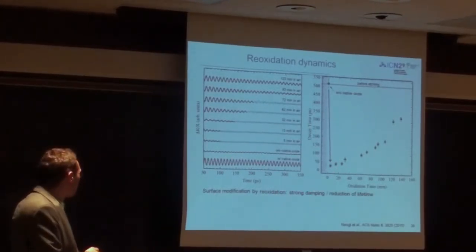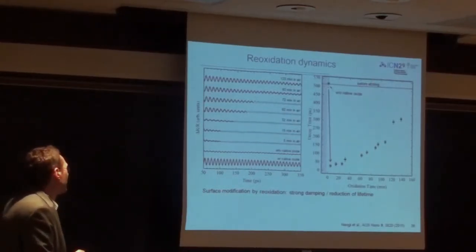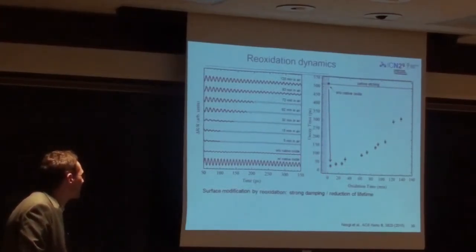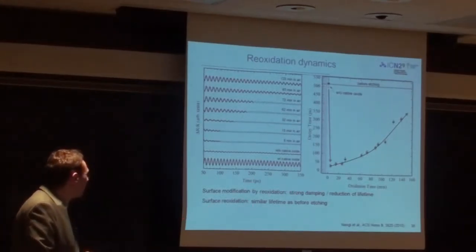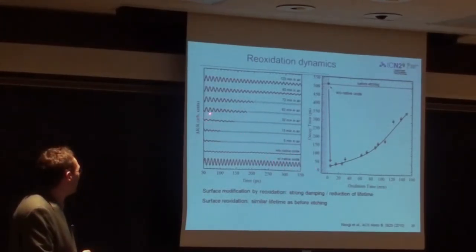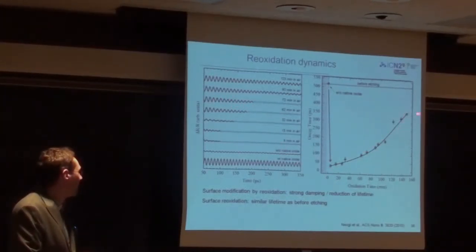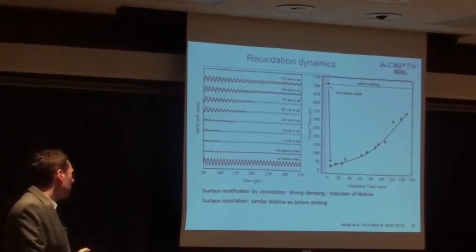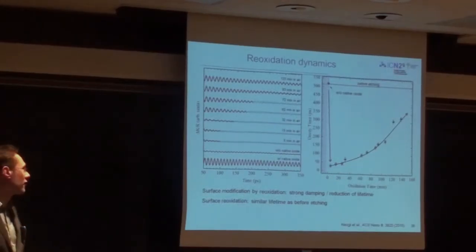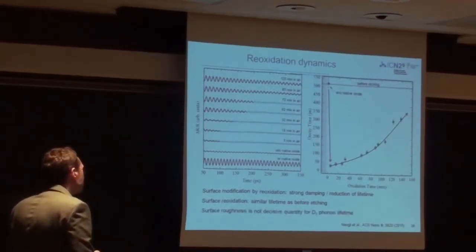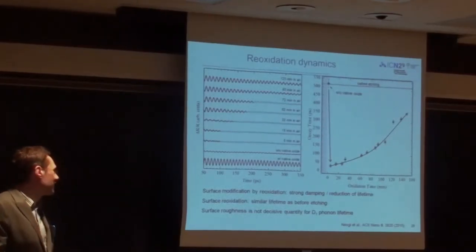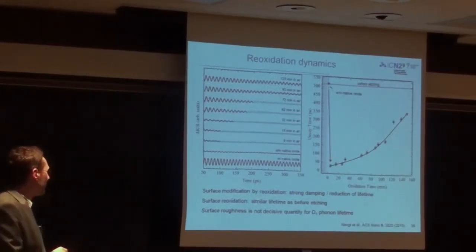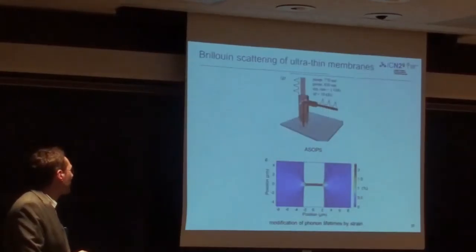vacuum chamber and start the oxidation process, you have a very strong surface modification due to the reoxidation process that leads to a strong dampening, which is expressed here by a reduction of lifetime. And then as the surface reoxidizes, the lifetime increases. After a couple of hours, we are basically reapproaching the original value as we obtained before etching. So you can, in real time, monitor the reoxidation dynamics with this kind of approach. So the surface roughness, let me conclude this again, is not decisive for the lifetime of this first order dilatation mode that we are measuring with the time domain ASOPS technique.